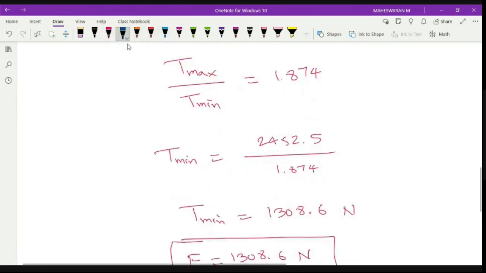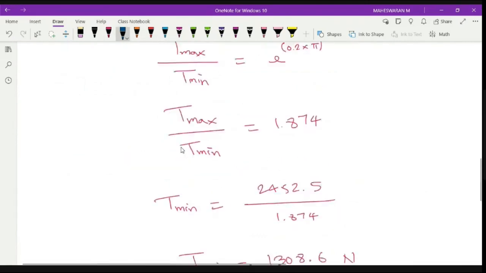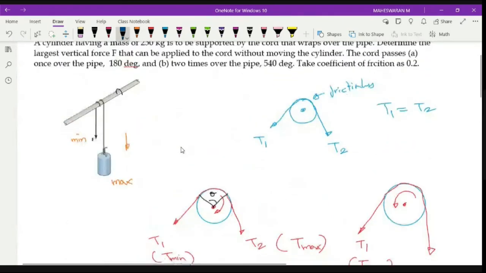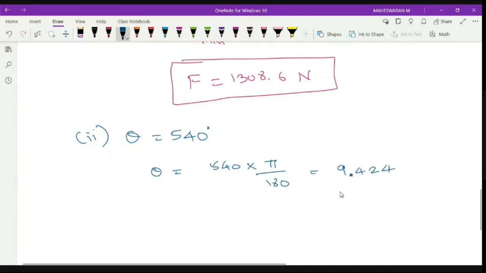Now I am going to consider the next case, where theta is equal to 540 degrees. Theta is 540 into pi divided by 180. What are you getting? 540 into pi divided by 180 gives 9.424.